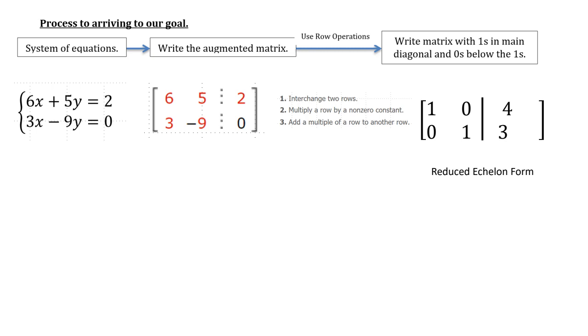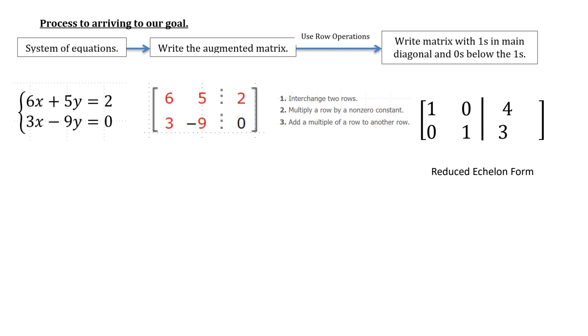So this linear system in its augmented matrix form would be, again, we're using brackets for our matrix, 6, 5 equals 2, 3, negative 9 equals 0. We're not including the variables, we're just putting in the numbers, okay? Now, to solve an augmented matrix form, we're going to do basic operations, and what we want to do to solve is just like that previous example.